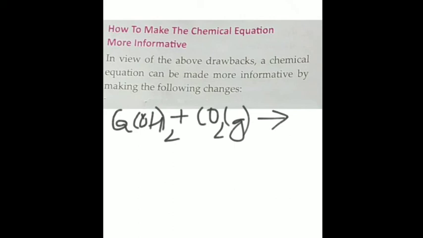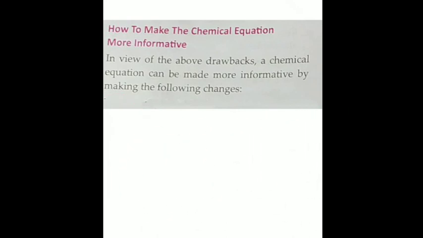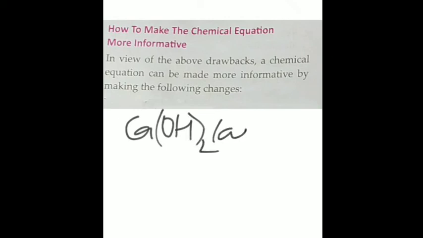The products I am writing down here because there is no space over there: CaCO3, which is a solid, and H2O, which is a liquid, water. Is that clear? This is how you represent them. So aqueous means prepared in water, so you just mention it as aqueous. Is that clear? That is Ca(OH)2, and in the bracket you write aq. This is aqueous, and then the rest of the reaction.